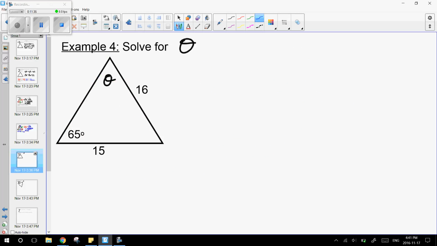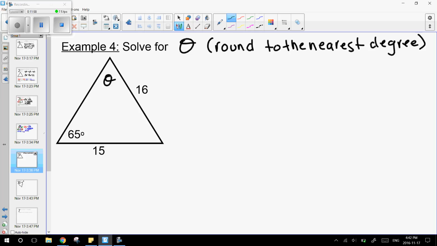Our next example, example number 4. This time we're asked to solve for theta. Theta is an angle. Remember, whenever we solve for angles, we round to the nearest degree. That wasn't written in the question because that's expected that you know this. I'm just writing it down again to remind you, and so that when you look back at your notes, you have that note there that you have to round to the nearest degree.